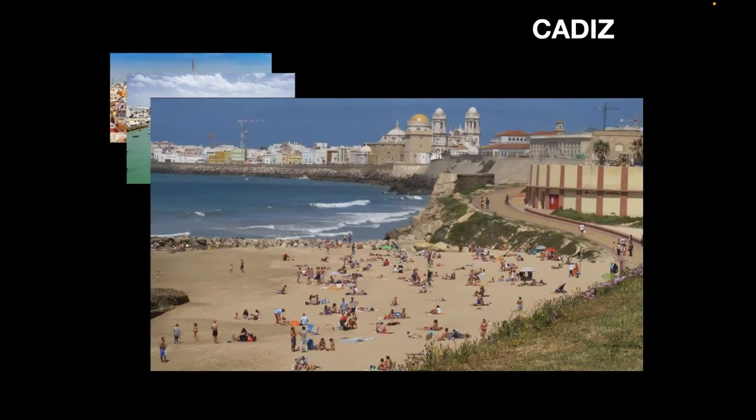And another important thing about Cadiz is it's one of the main ports, still one of the main ports of Spain. And in the 18th century, actually, it received a monopoly of trade with the Americas. So this was the main port of entry for everything that was brought from South and North America. So the city became quite rich with all that trade.